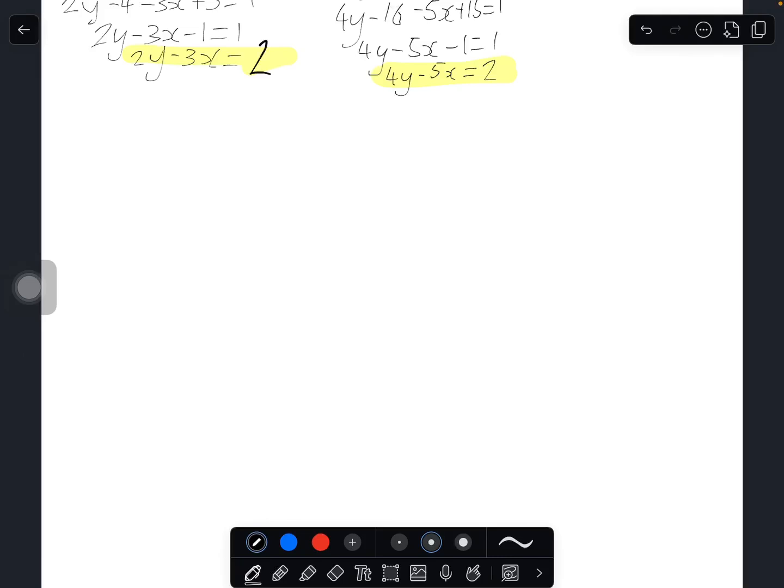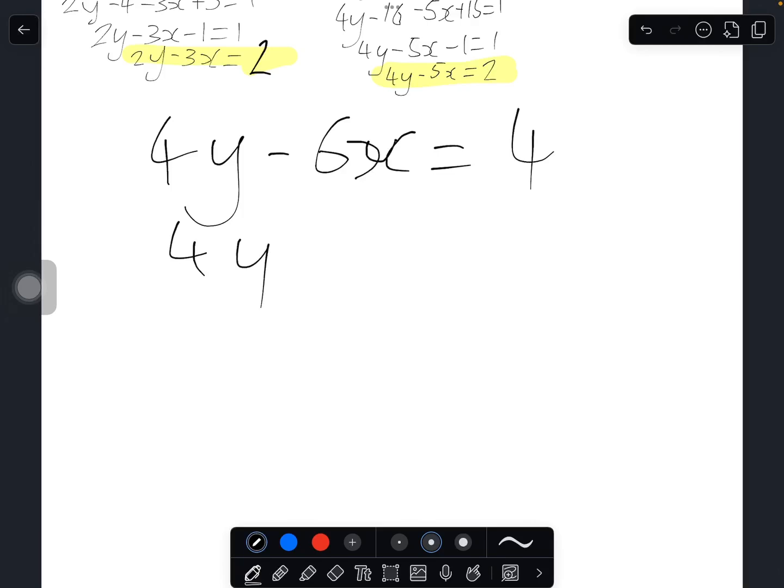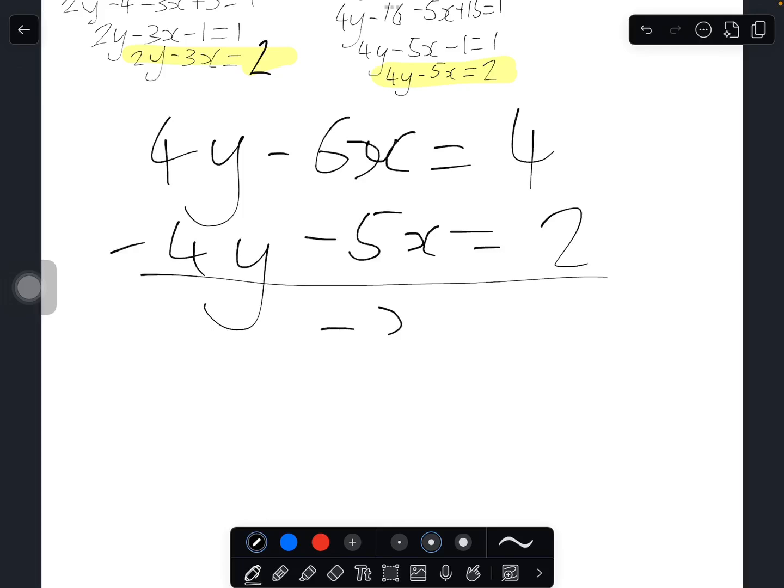So we can convert this 2y minus 3x into 4y minus 6x equals 4. Then we keep the other equation the same. The reason we do that is because we want the coefficients to be the same. 4y minus 5x equals 2. We're now going to subtract these. The y's will cancel off. This will now become a plus. So this will become negative x equals negative 2. And we're going to have x equals 2.